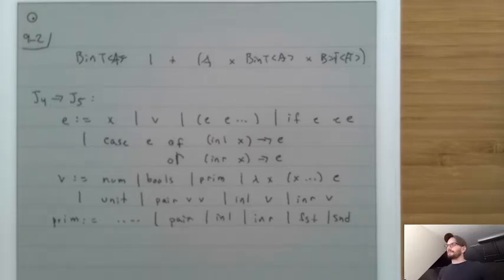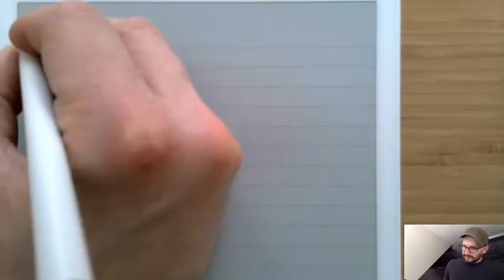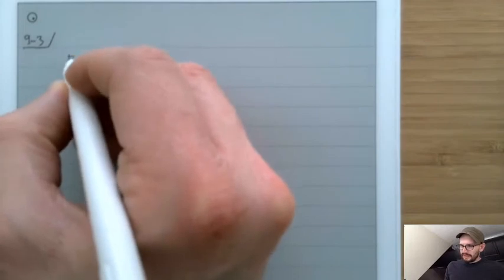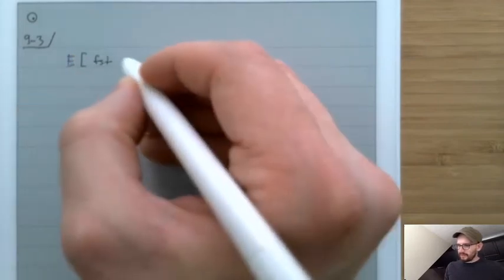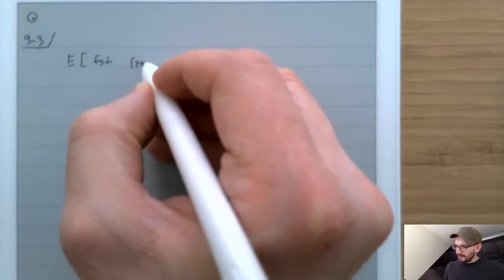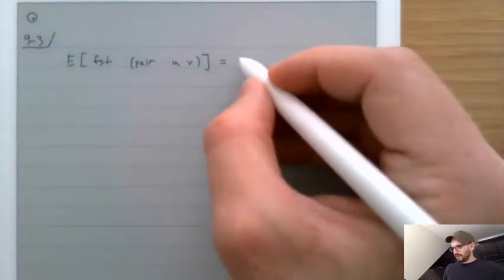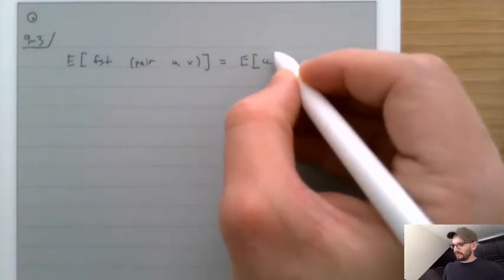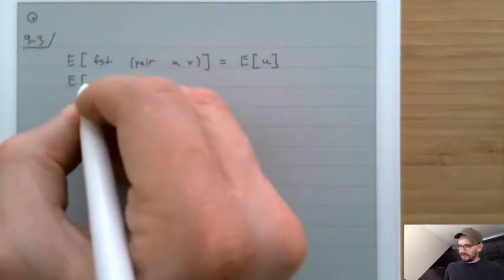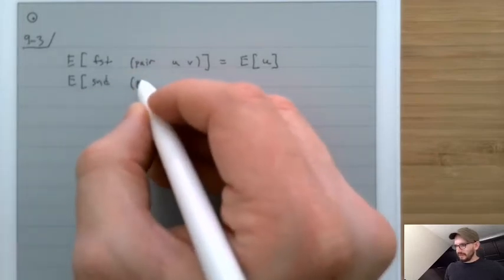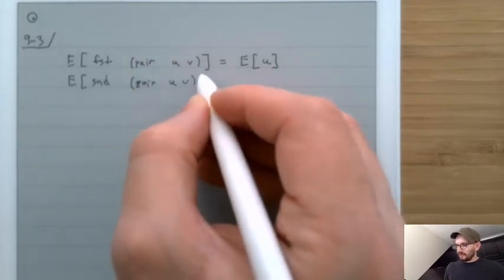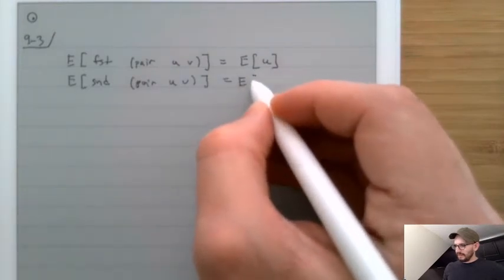All right. So now let's look at what these things mean. We're going to have the following rules. E of first pair of uv is going to be equal to E of u, while E of second pair uv is going to be equal to E of v.